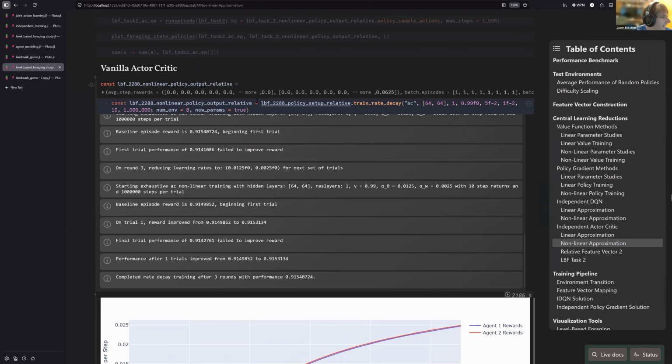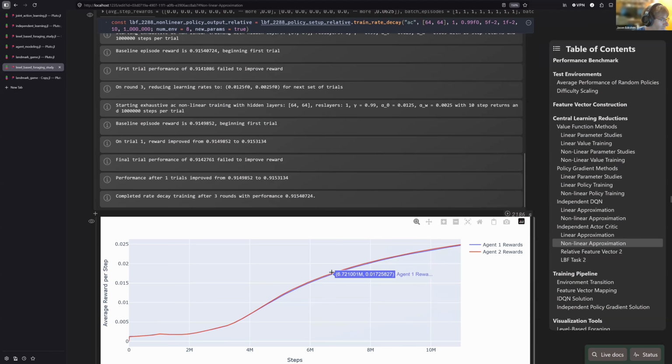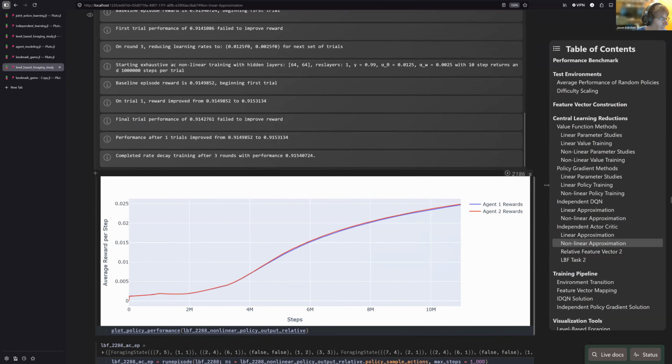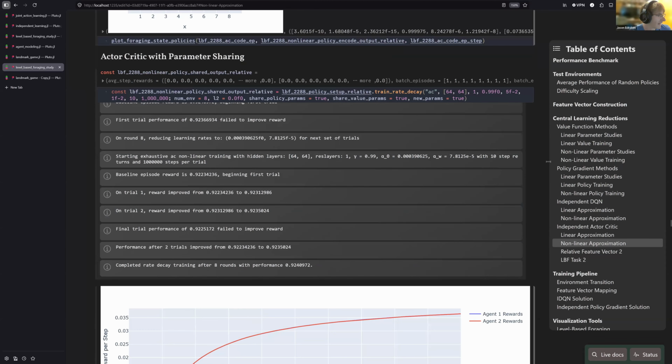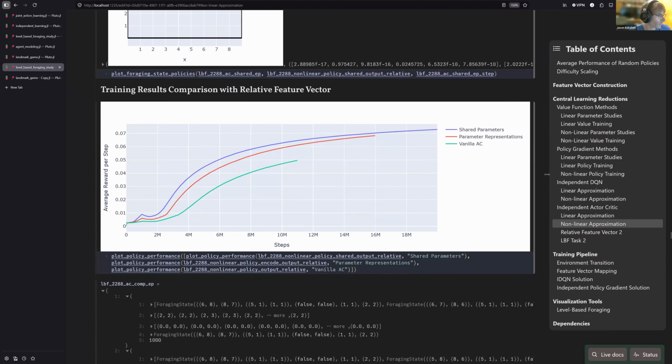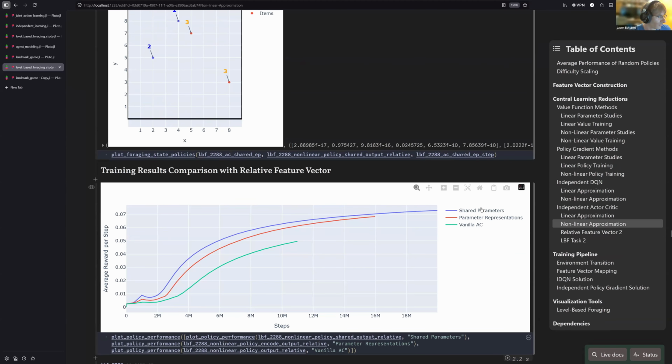So here I'm training these different versions, and this is still the independent actor-critic method. For simplicity, we're just talking about policy training here. It's that same 2288 environment. Here's a learning curve for just the normal actor-critic algorithm, and here's the neural network architecture. There are 2 hidden layers of size 64 each. But let's go down and compare these learning curves. Actually, ignore this one for now.